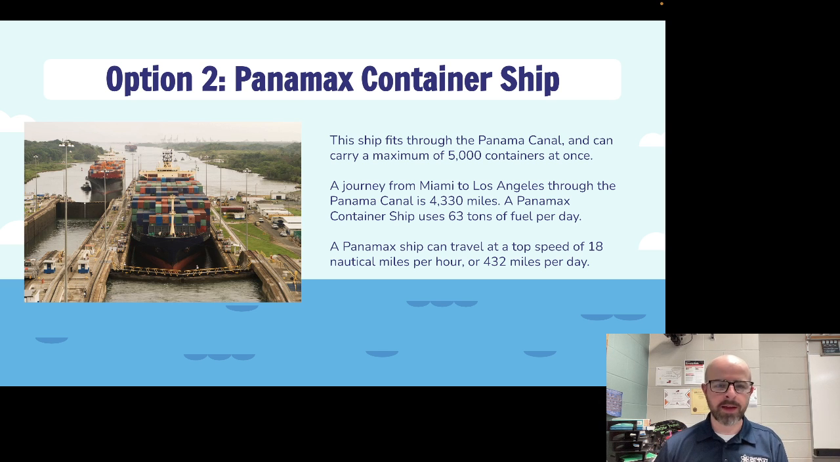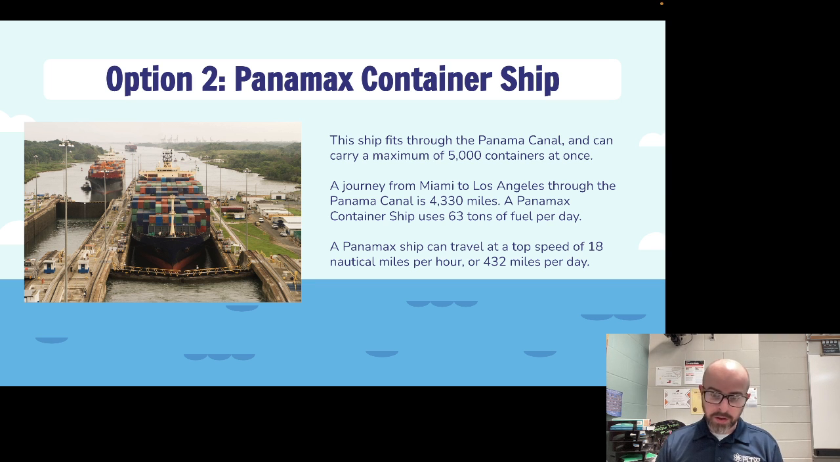is to use what's called a Panamax ship. A Panamax ship fits in the Panama Canal. The biggest Panamax ships can take 5,000 containers at a time. So let's look at the important numbers here. This journey is 4,330 miles. A Panamax ship will use 63 tons of fuel per day. They can travel 432 miles in a day.